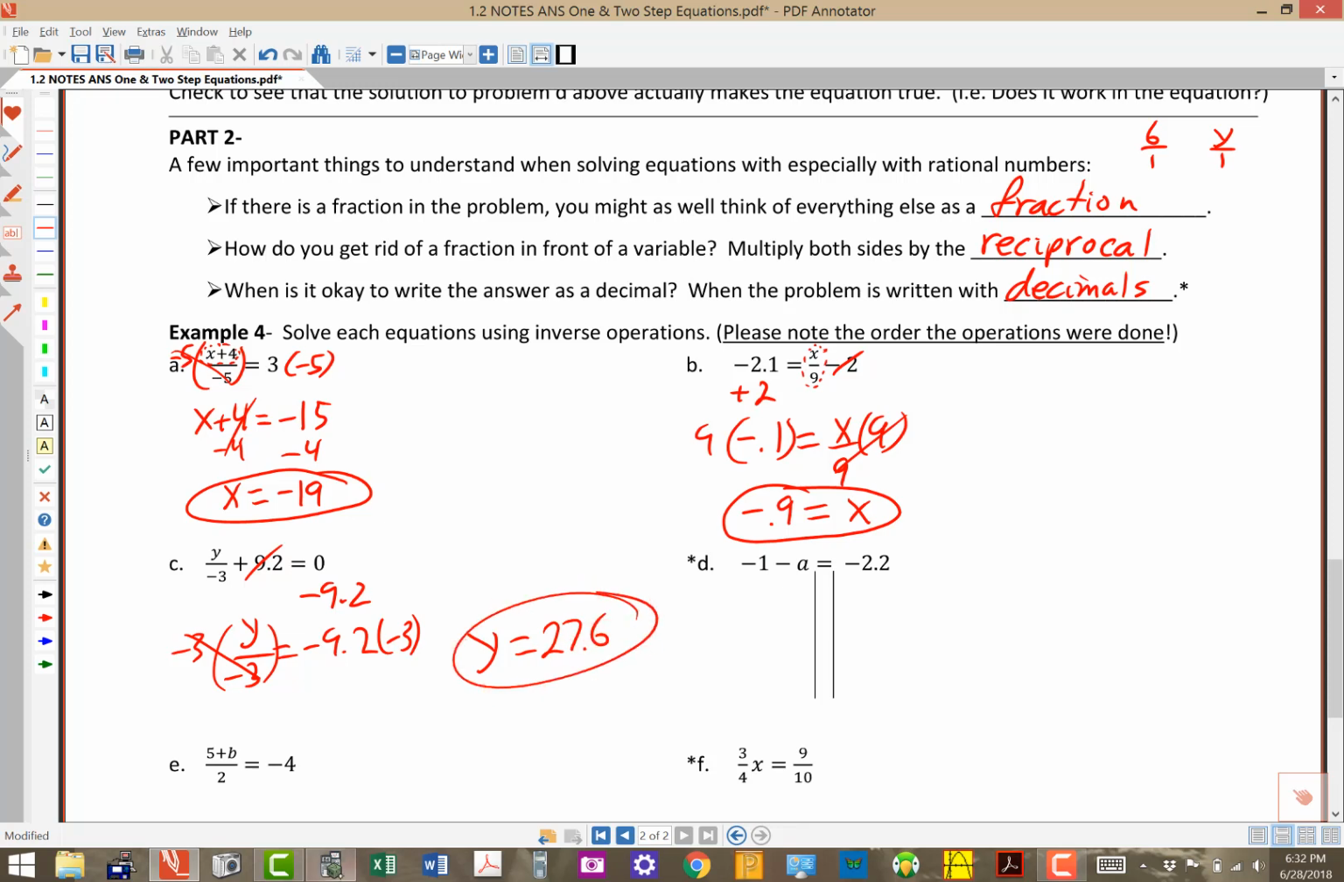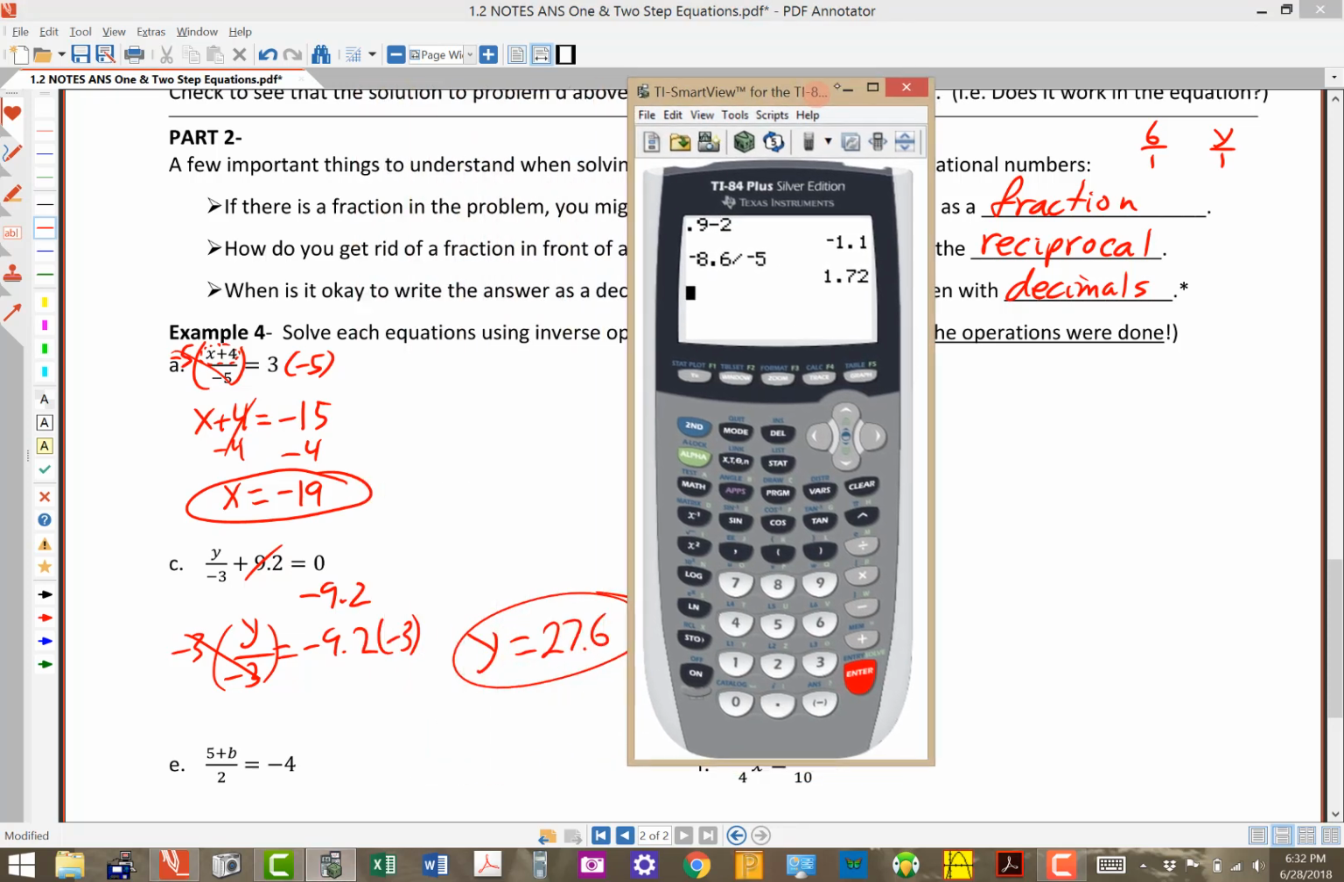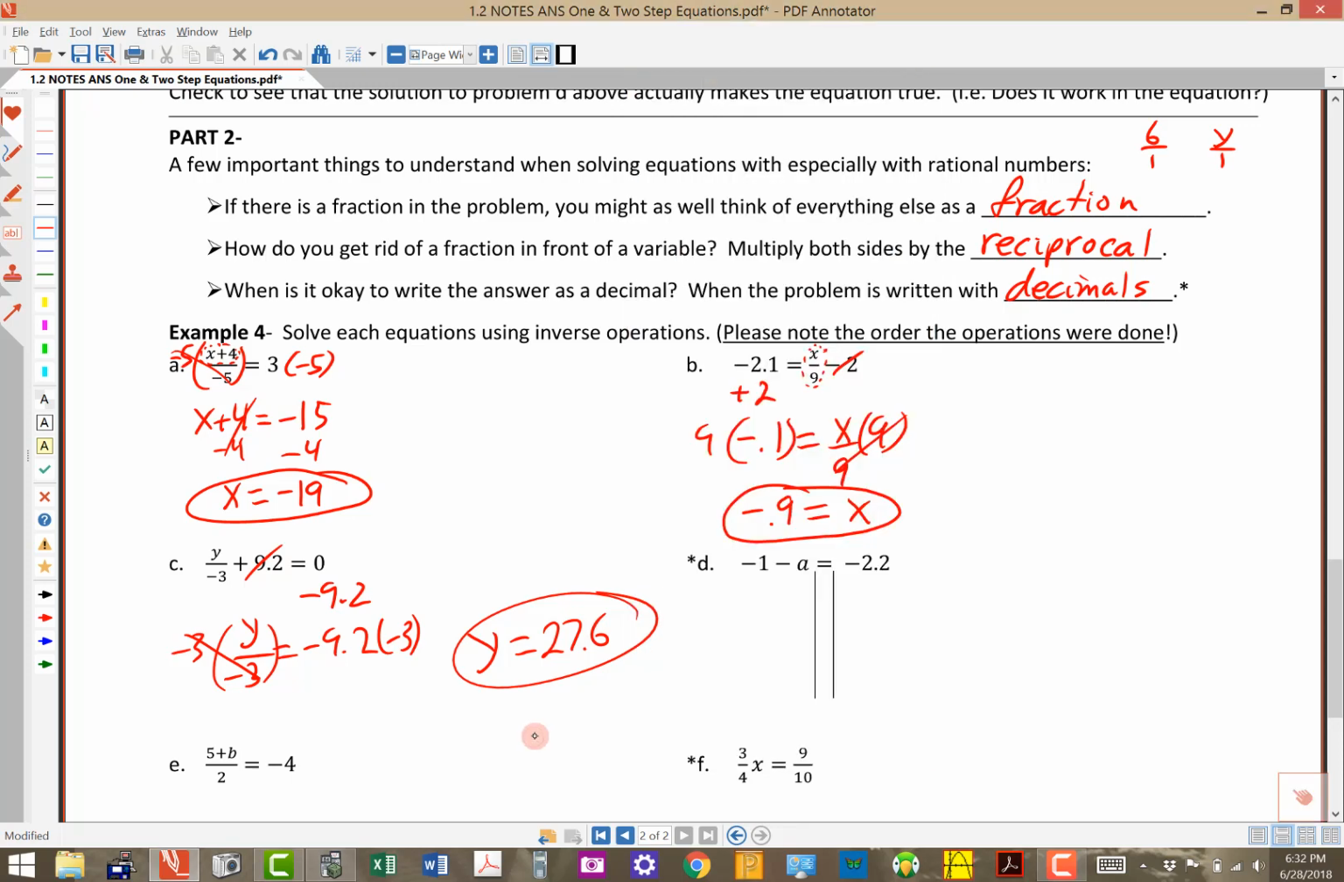But let's just double check to make sure we got that one right. So I'm going to clear this off. And we're going to do negative 9.2 times negative 3. Whoops, negative 3. Go back there and put that in, negative 3. And we get 27.6, so we're in good shape there.